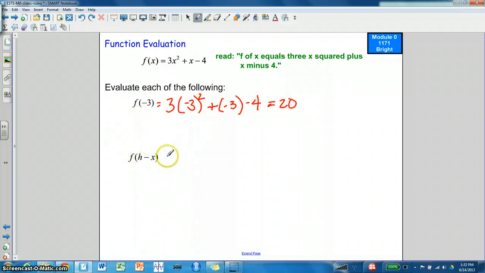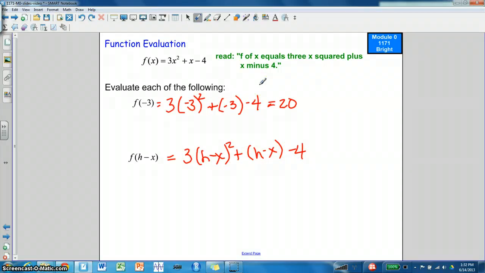Now the second one, I'm going to do the same idea. So wherever I have x occurring in my function, I'm going to replace it by x minus h. So I'm going to have 3, and then open a set of parentheses, and now instead of x, I have h minus x. So h minus x squared plus, and then replace the x with x minus h, minus 4.